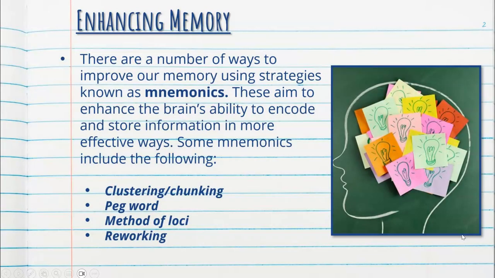So there are a number of ways to improve our memories using strategies, and these strategies collectively are known as mnemonics. These aim to enhance the brain's ability to encode and store information in more effective ways. Some common mnemonics include the following: clustering or chunking, peg words, method of loci, and reworking. So let's get into these in more detail.